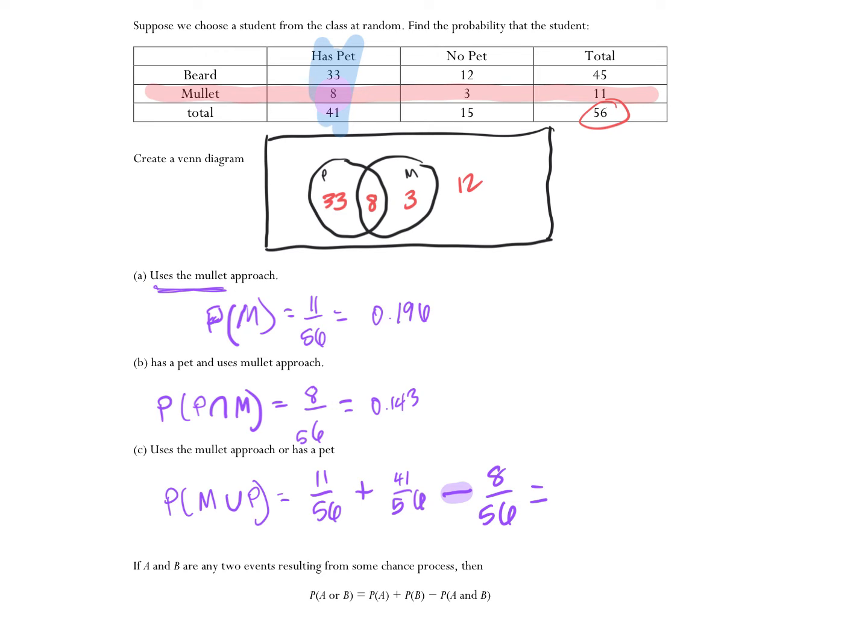So is that the benefit of the Venn diagram? The benefit of the Venn diagram is you can kind of see, hey, if those were my 41, you can see my 41 here and my 11 here. You can see that 8 is counted twice. 44 out of 56, which I'm going to guess is like 0.78, 0.79, something like that. 0.786.